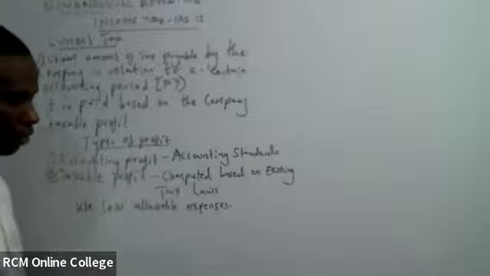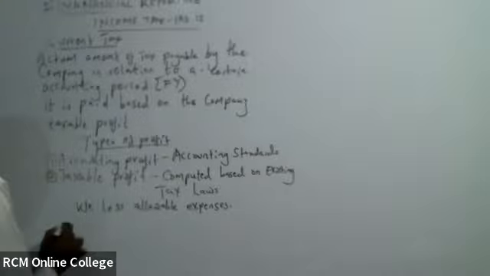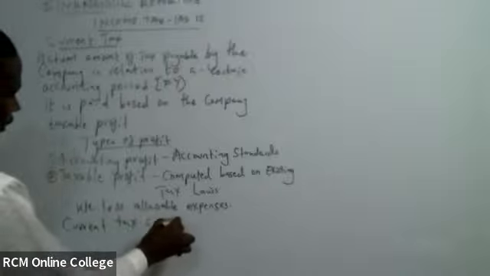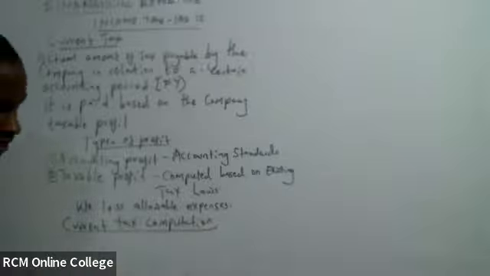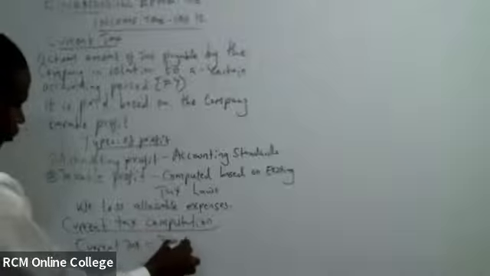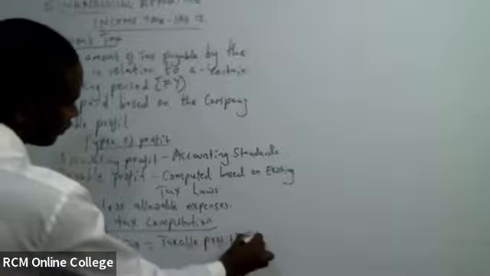Class, how do we compute the current tax? Current tax computation is very, very simple. To get the current tax, you just need the taxable profit times the tax rate. So current tax is equal to taxable profit times tax rate.